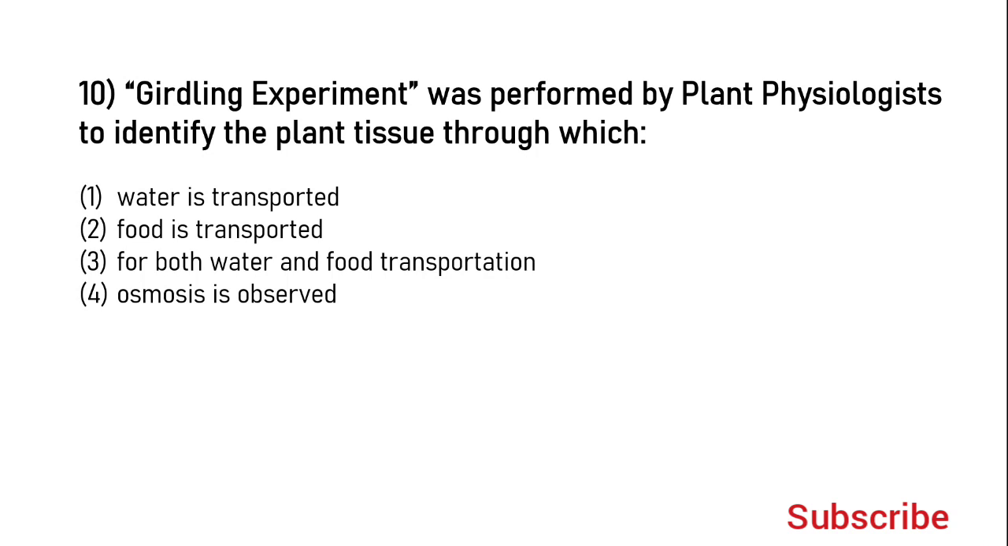Girdling experiment was performed by plant physiologists to identify the plant tissue through which water is transported, or food is transported. So your correct answer will be option 2, that is food is transported. The girdling experiment shows that phloem is the tissue responsible for translocation of the food, and that transport takes place in one direction, that is towards the root.